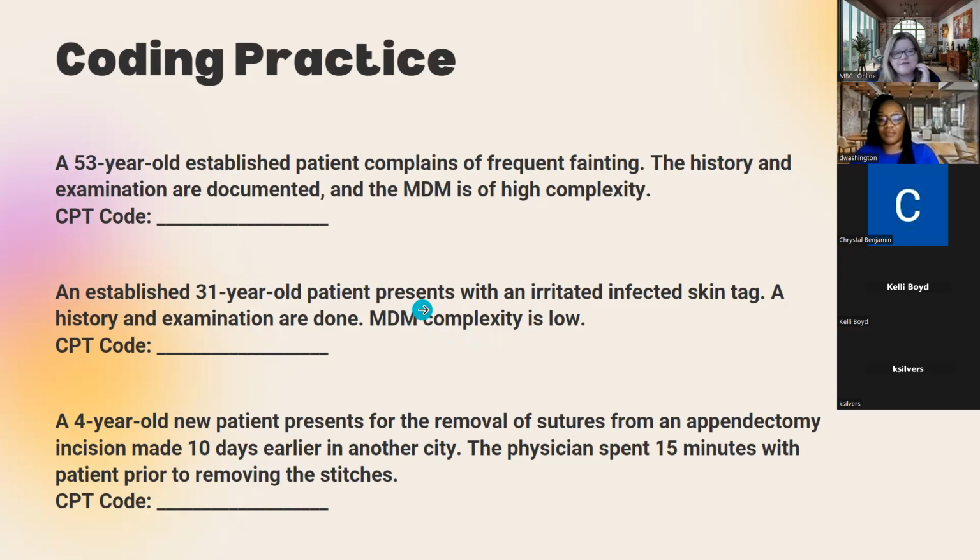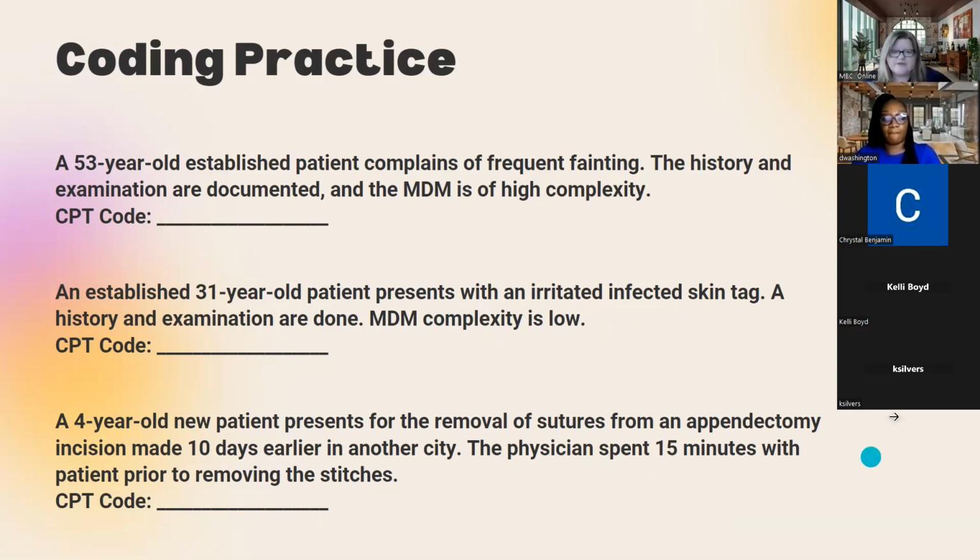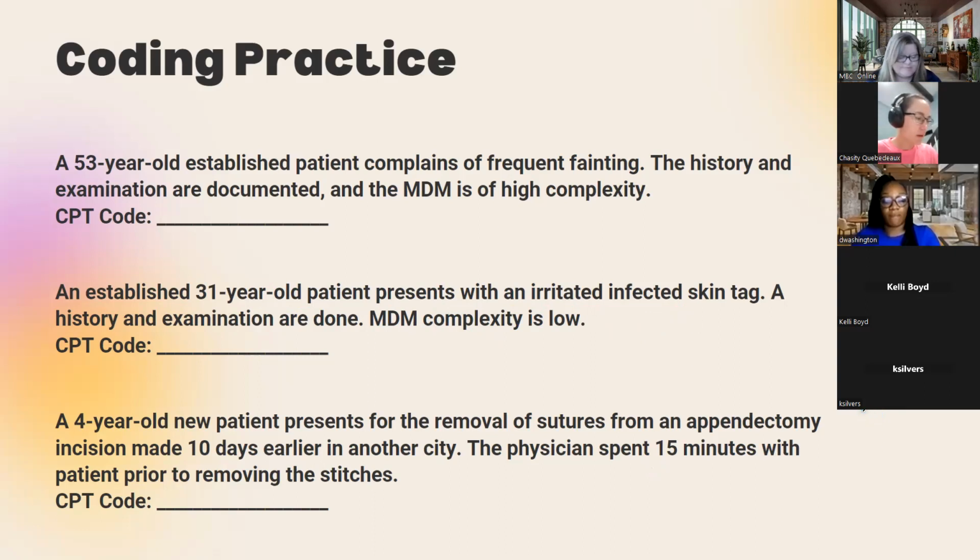All right, so let's see. Our next one: an established 31-year-old patient presents with an irritated infected skin tag. The history and examination are done, and the MDM complexity is low. All right, so again, this is another established patient, and our complexity is low. So based on our chart, we've got our history and exam and our low complexity. Which CPT code are we looking for? 99213. That is correct. Perfect.